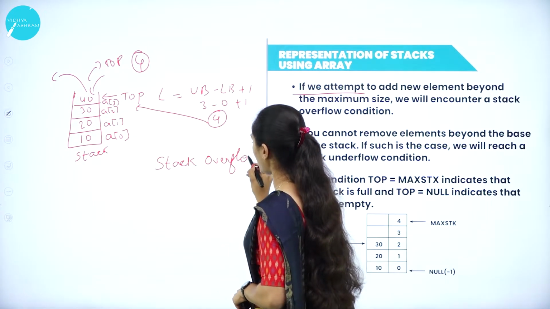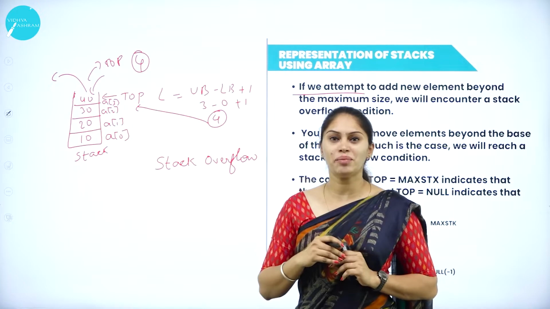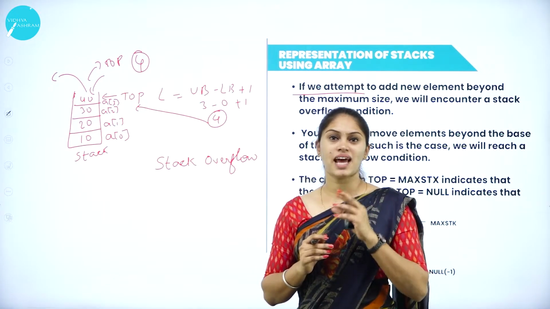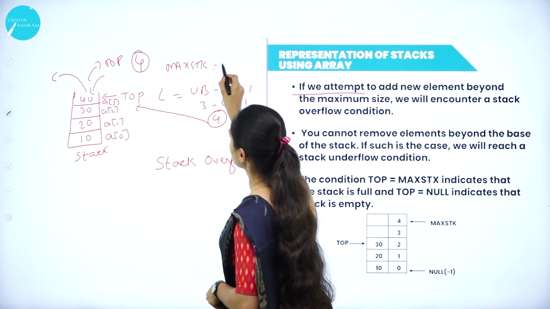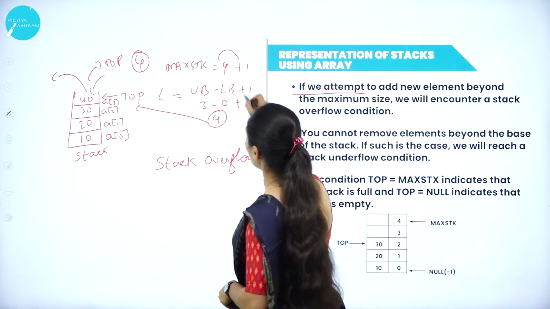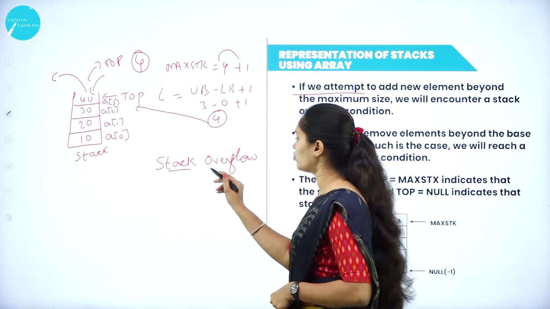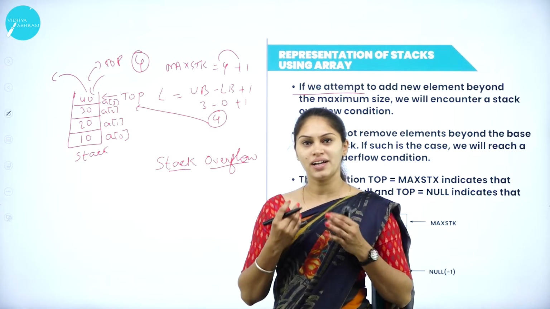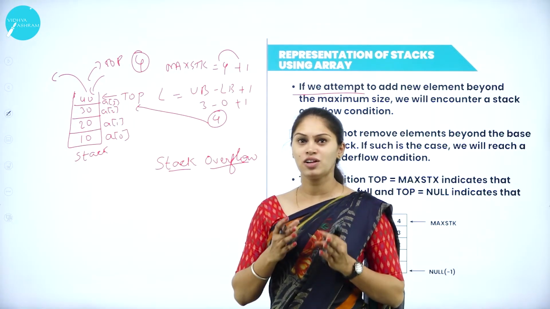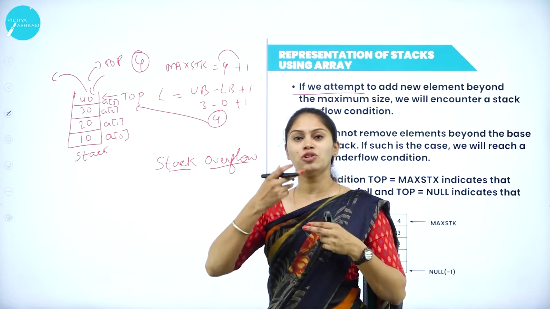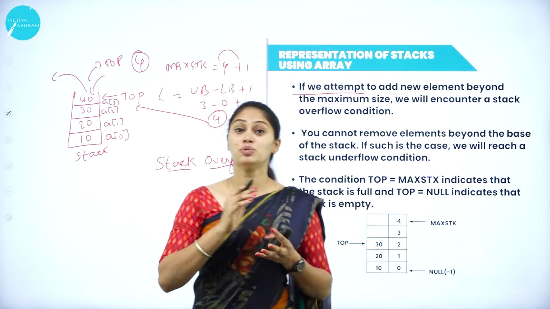So what does this stack overflow indicate? The stack is already full, but you are trying to insert a new element into the stack. That is nothing but stack overflow. Here the maximum stack is 4, but I am trying to add a new element to this maximum stack. At that time, we end up with a scenario called stack overflow. Already the stack is filled or full, but I am trying to add a new element. Is that possible? No. If it is to be possible, then I have to increment the top value, which I am going to discuss in the push operation.